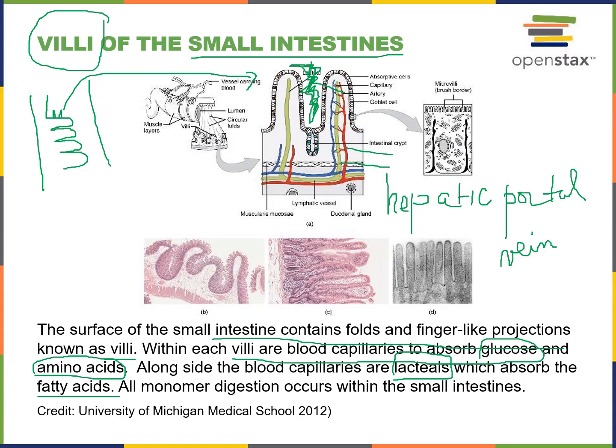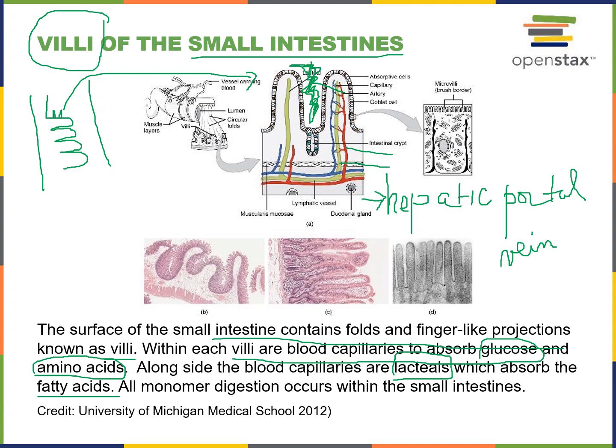So these blood vessels in the small intestine all send their blood to the liver via the hepatic portal vein. Do not confuse this with the hepatic vein. The hepatic vein is a vein that drains the liver and has nothing to do with the transport of nutrients from the small intestine to the liver.